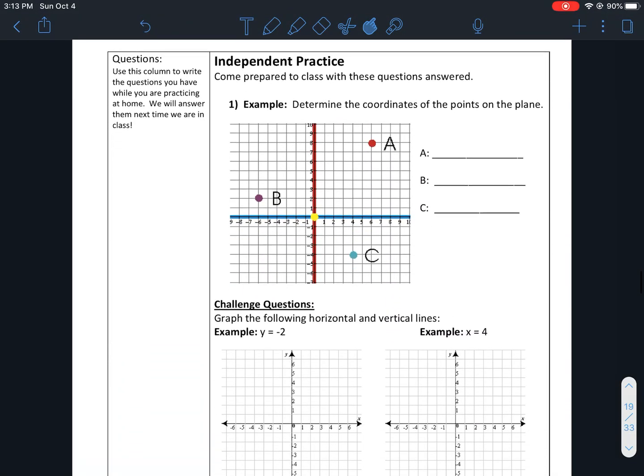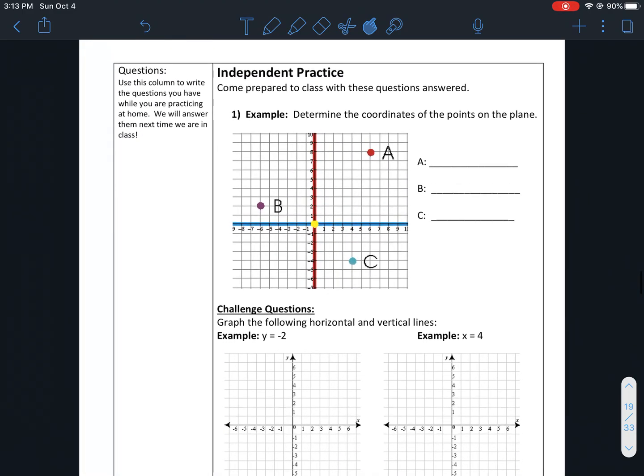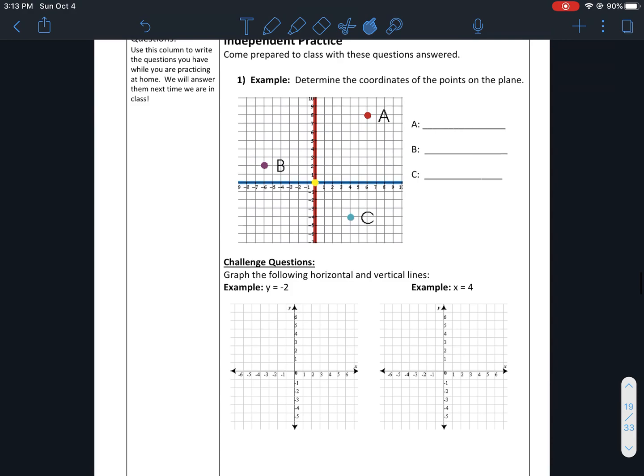So at this point, you can work on the independent practice. It's on page 18. So you can do these 2 questions, example 1, and then the challenge question. Make sure you guys let us know if you have any questions.